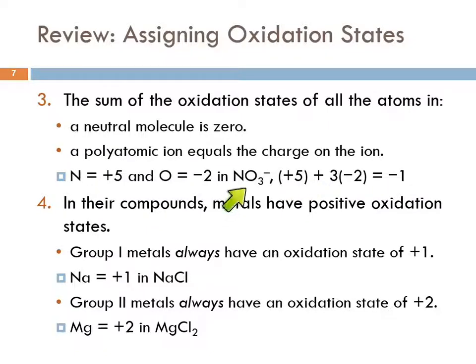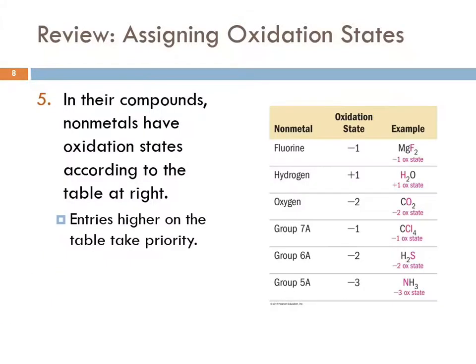So the example here is NO3 has a -1 charge. So the oxidation states of the nitrogen and the 3 oxygens have to add up to -1. Oxygen is -2; we're getting to that. In their compounds, metals have positive oxidation states. And that usually corresponds to their charges. Group 1 is always +1, group 2 is always +2.